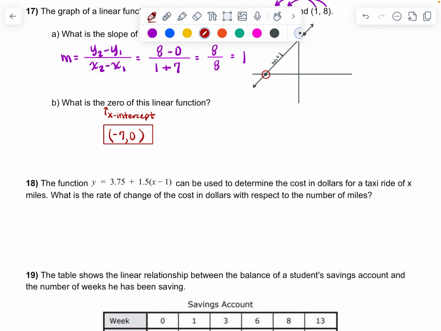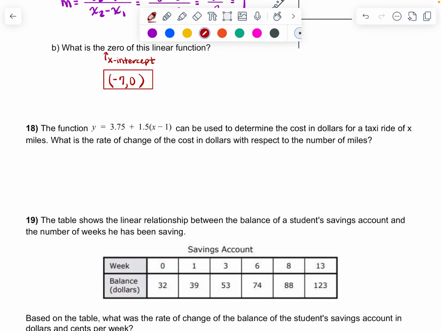All right, number 18. Y equals 3.75 plus 1.5 times x minus 1. That's a lot going on. Can be used to determine the cost in dollars for a taxi ride of X miles. Okay. What is the rate of change of the cost in dollars with respect to number of miles? Okay.